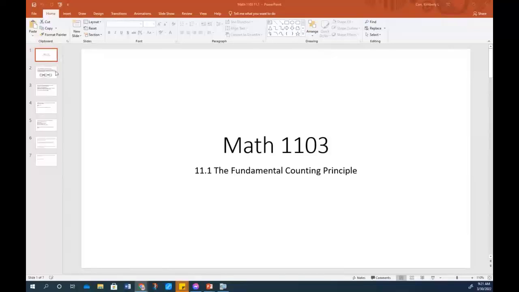As you can see, we have very few slides over here, so this is a nice short lesson, and most people are very successful on it. Do let me know if you have any problems. But we're talking about the fundamental counting principle today.